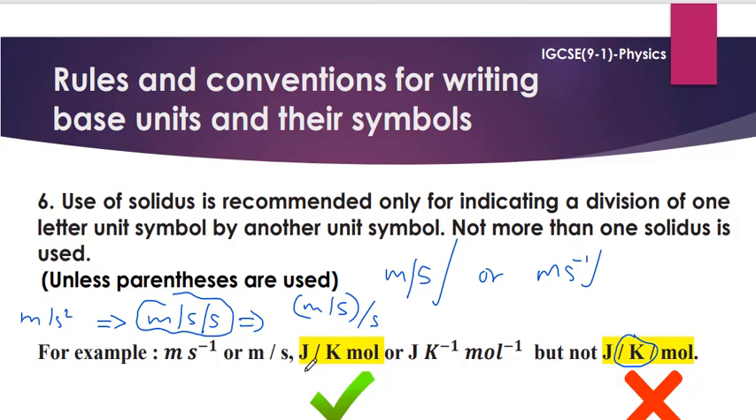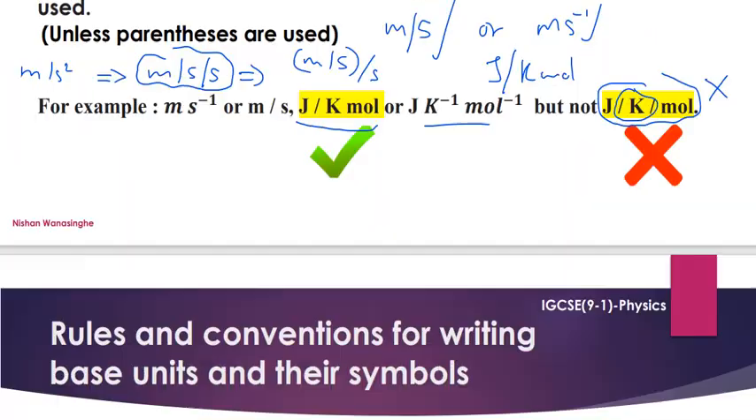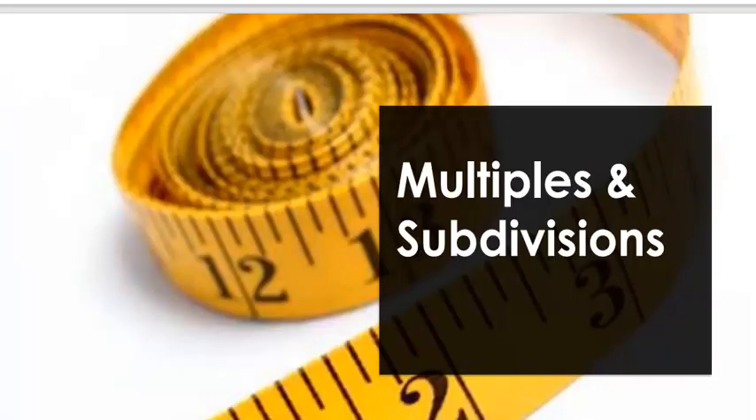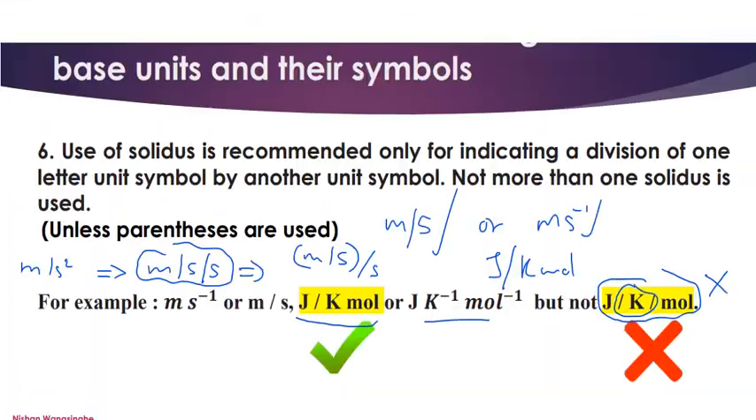Only one, right? Here, for example, this one, joules per coulomb mole. So it represents joules per coulomb per mole, right? So you don't need two solidus to write that, joules over coulomb over mole. That is completely wrong. Okay, now we'll go to the seventh rule, last one.